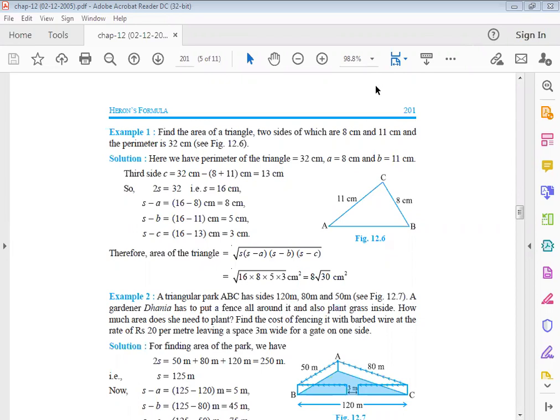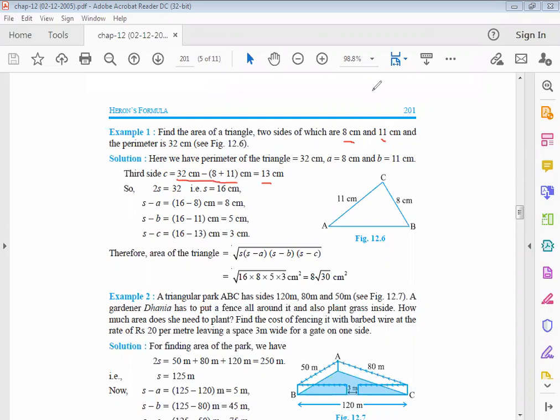In the very first example, the two sides 8 centimeter and 11 centimeter are given, and the perimeter is given as 32 centimeter, right? So students, as we know, whenever perimeter is given, it means the sum of all sides is given. To find out the area of the triangle here, we need the third side also. So for the third side, first we add these two, 8 centimeter and 11 centimeter, and then subtract from the perimeter so that we can easily calculate the third one, that is 13 centimeter. Look at the screen, right?